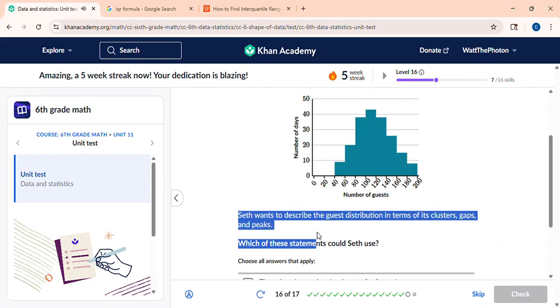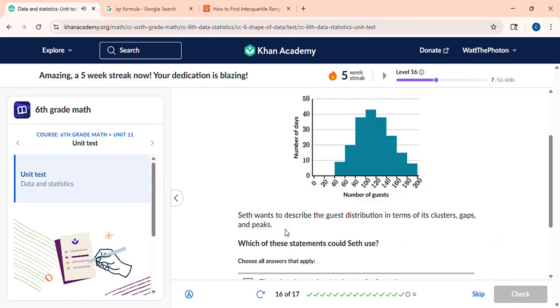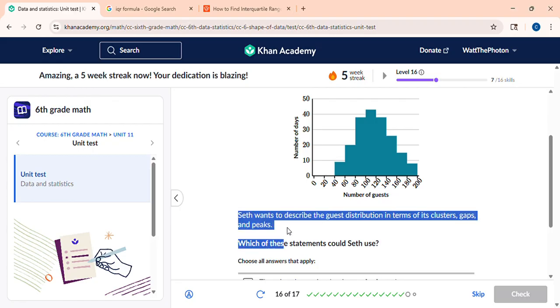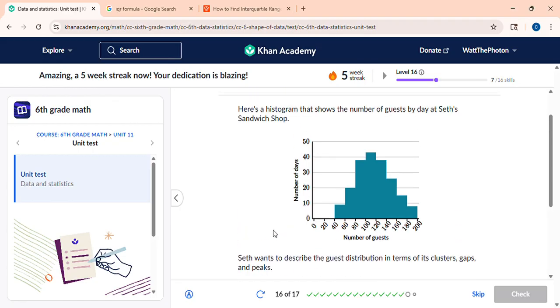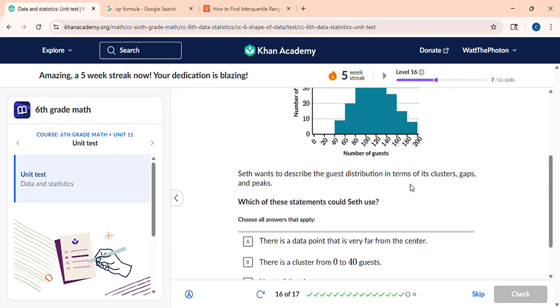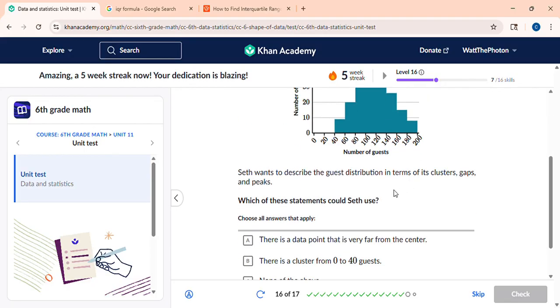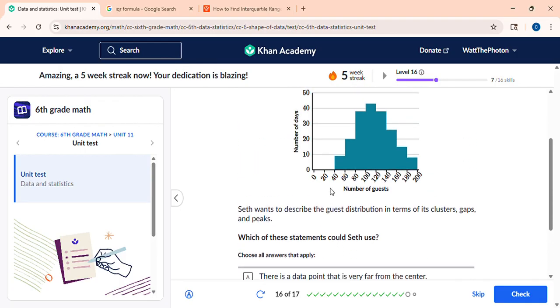Seth wants to describe the number of guess distribution in terms of clusters, gaps, and peaks. Which of these statements could Seth use? Zero to 40 guess. No. None of the above.